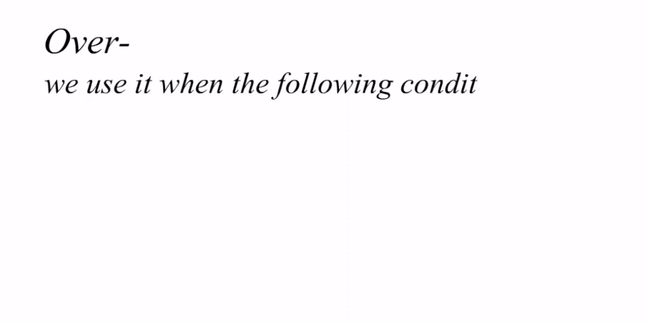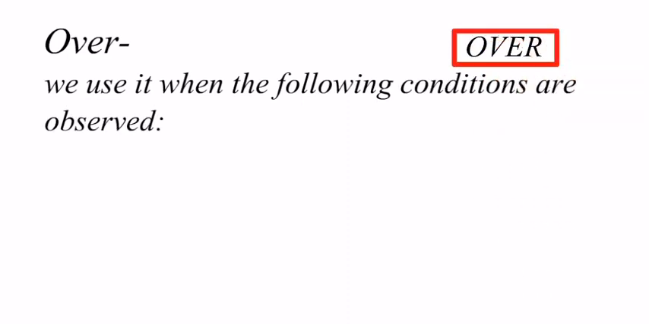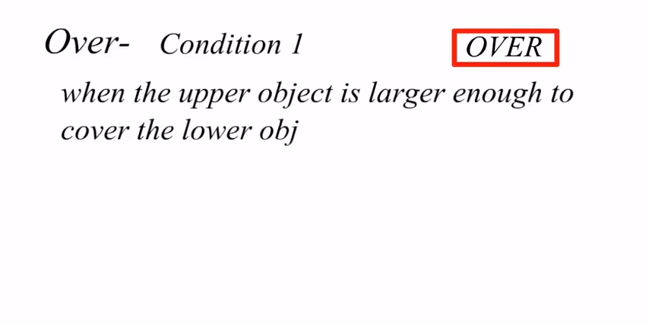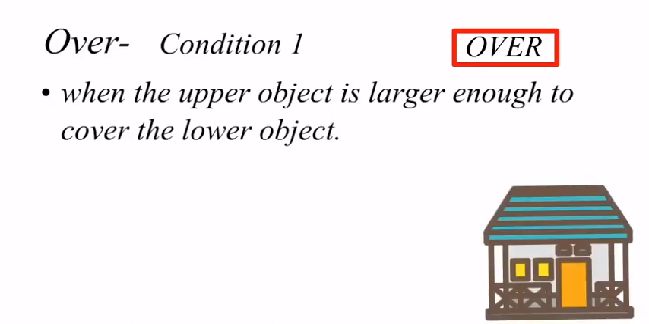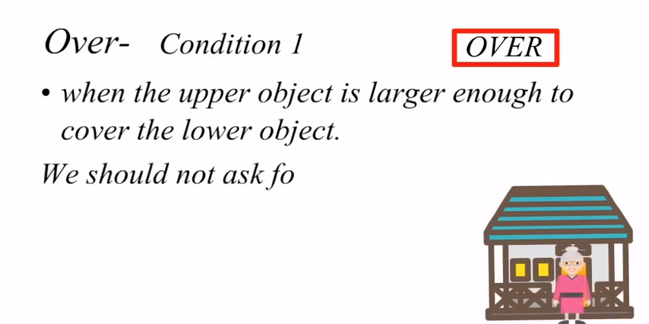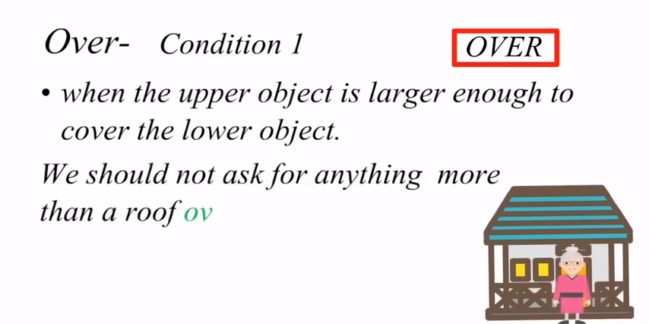Alright, so now let's talk about the next preposition, which is over. So what's the correct usage of over? Over is used when the following conditions are observed. Condition 1. When the upper object is large enough to cover the lower object. That means this time the upper object will be large enough to cover the lower object. See this example. We should not ask for anything more than a roof over our head.